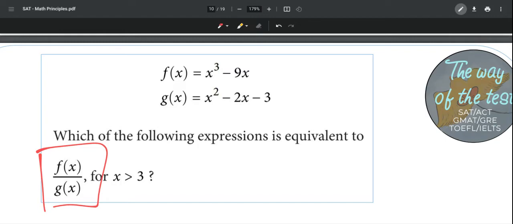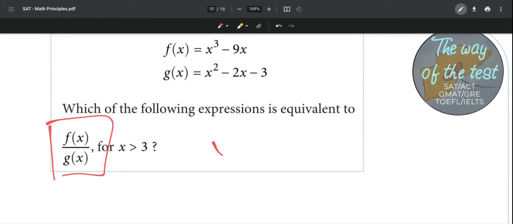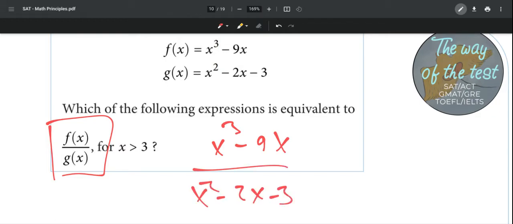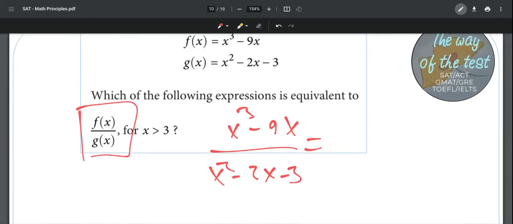So what you will have to do here, let's put what these expressions mean. So we have x cubed minus 9x over x squared minus 2x minus 3. You could divide this, okay? But maybe we can just factorize them, right? So how are we going to factorize? We're going to factorize the f of x, and we're going to factorize x. So we have x times x squared minus 9, and that over x squared minus 2x minus 3, which is pretty much x minus 3.